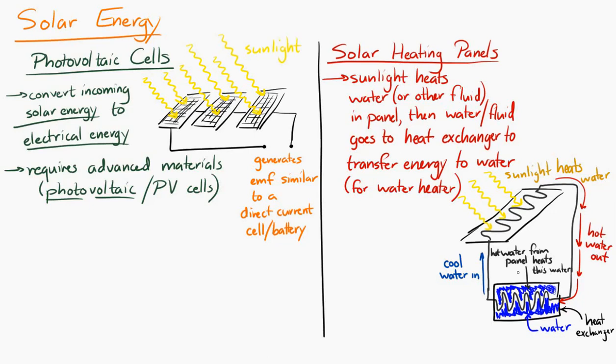Now, of course, photovoltaic cells and solar heating panels both can come in very different designs and have different variations. These are just two fundamental ways of using solar energy.